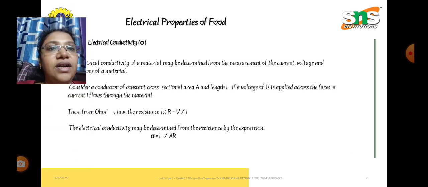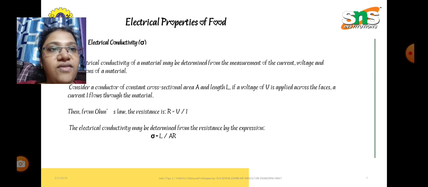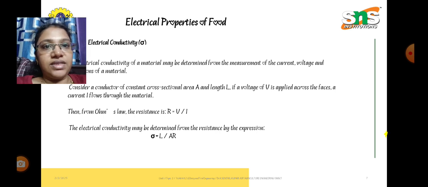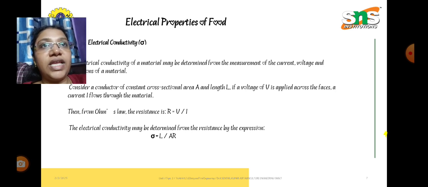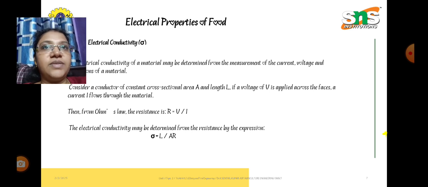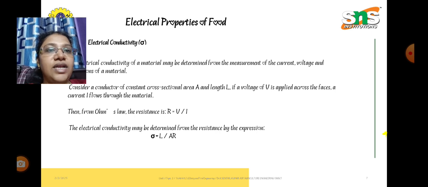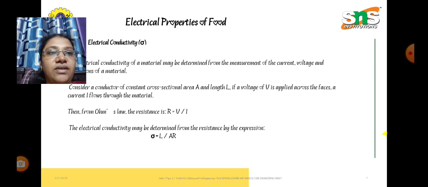So when we consider a constant, for example, if we have a cross sectional area A with a length L, with a voltage V across any faces, and a current I flows through that particular material, then from Ohm's law we can deduce how much electricity is being conducted through the food material with the equation R equals V by I. That is, how much voltage we apply divided by how much current is flowing.